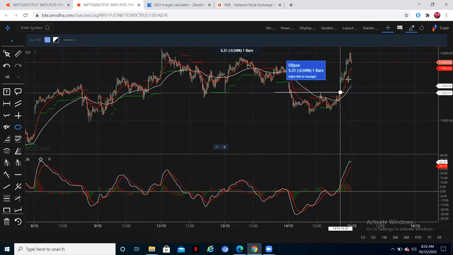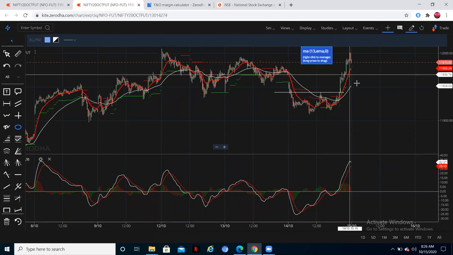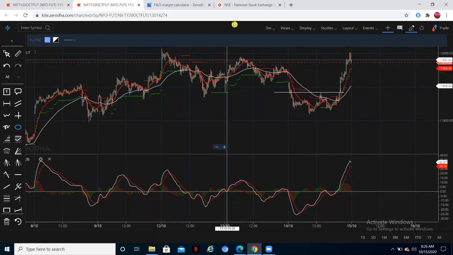Not every trend is going to have strength. So to analyze if this particular trend is having strength or not, we are using MACD. And to use MACD, we have two simple rules. The first rule is here you can see.